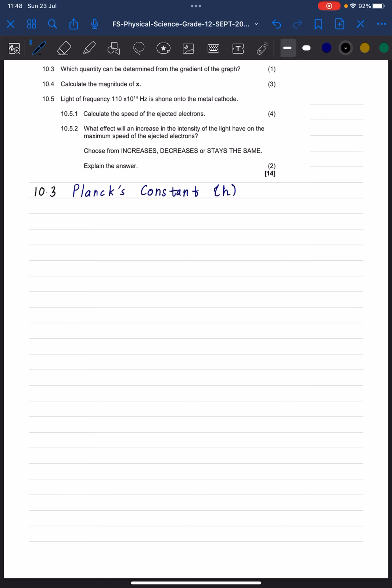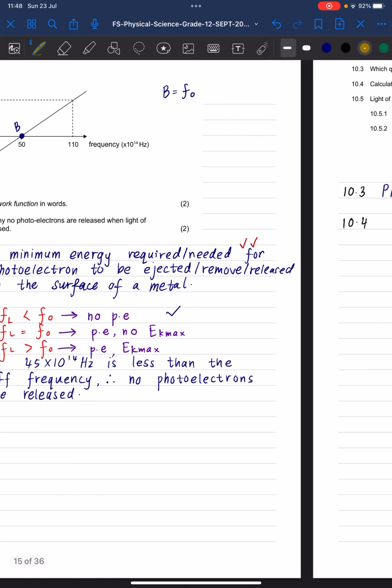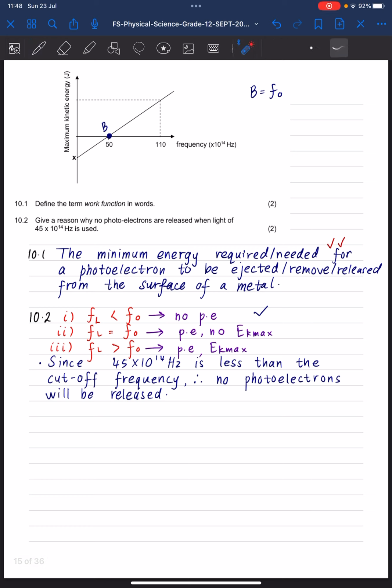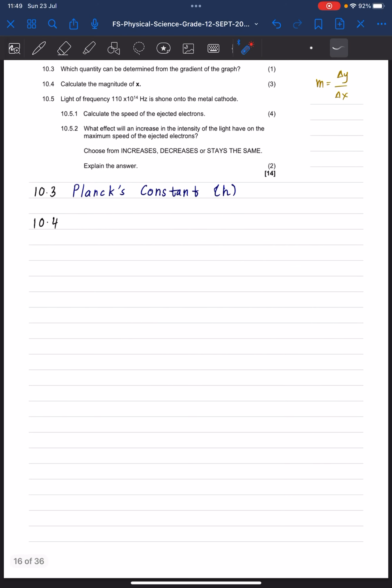Let's move on from this. If you do want the proof for that, it's quite simple. We know that if you want to find a gradient, it is the change in y over the change in x. And since we look at our graph, we can see that our y value is energy, so work, and our x value is frequency. And if we look at the formula W equals h times f, if I put W over f, I will get h. If I put y over x, I will get m. So you can think of it like that.